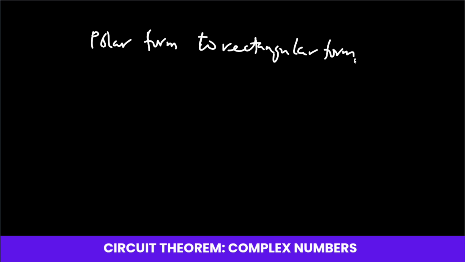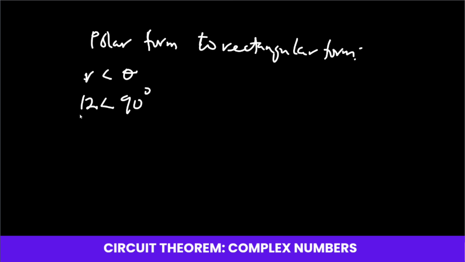Okay, so now we would like to move on from the polar form to the rectangular form. For polar to rectangular, we know our polar is in r angle theta. Let's say 12 angle 90 degrees. This is our polar form, and we want to convert it to the rectangular form.